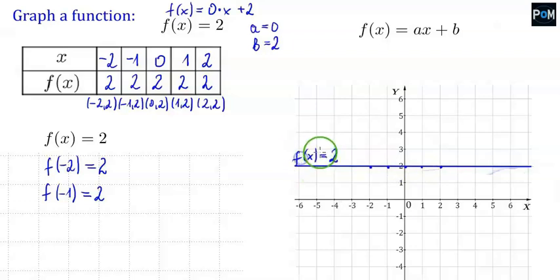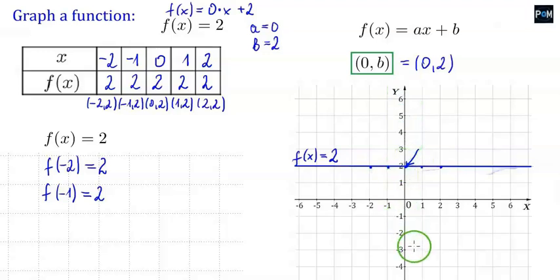This is the graph of a constant function, meaning one that is parallel to the x-axis. This is a special function, but it still passes through the point 0, b. 0, b means 0, 2. 0, 2 is here, and this is our special point. That is the point where the function's graph intersects the y-axis.